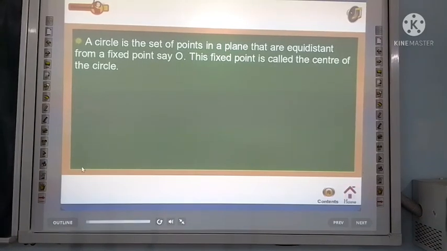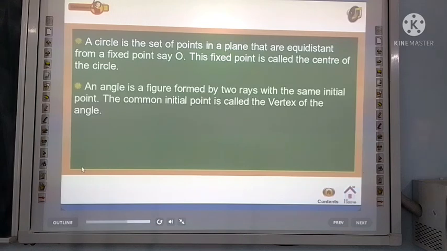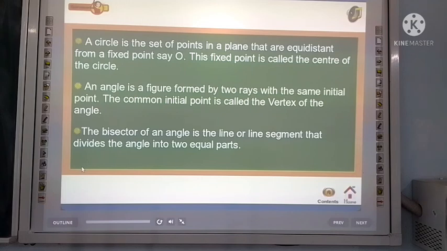A circle is the set of points in a plane that are equidistant from a fixed point, say O. This fixed point is called the center of the circle. An angle is a figure formed by two rays with the same initial point. The common initial point is called the vertex of the angle. The bisector of an angle is the line or line segment that divides the angle into two equal parts.